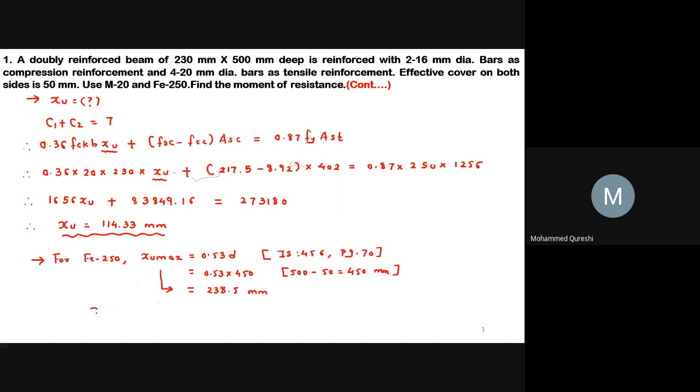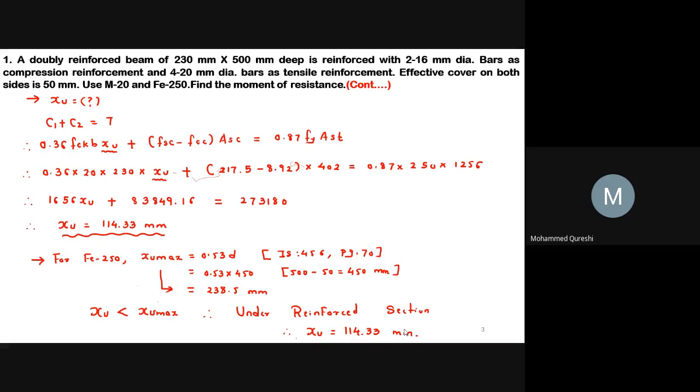And in our case, Xu, the depth of neutral axis, is less than the limiting depth of neutral axis, that is Xu max. Hence, our section is an under reinforced section, and therefore we have to consider the value of Xu as 114.33 mm that we had calculated here.